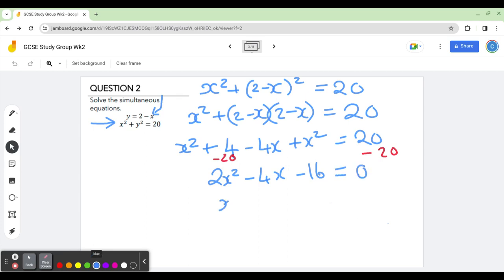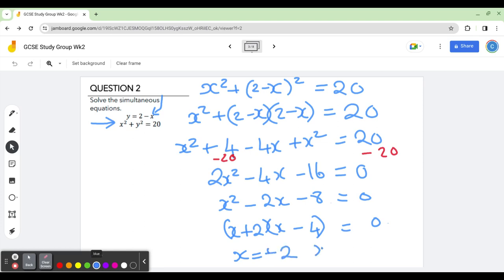I can divide through by 2 because everything can divide by 2, including the 0. And I get that. And then hopefully that should factorize into something nice. Let's see, we're looking at 2 and 4. Negative 4 plus 2 should do it. And that therefore leaves me the value of x as minus 2 and the value of x as 4.